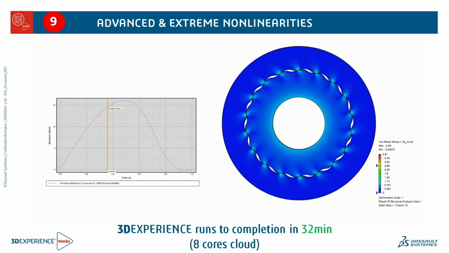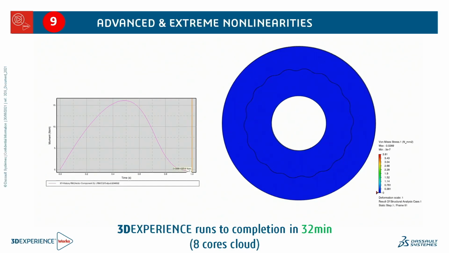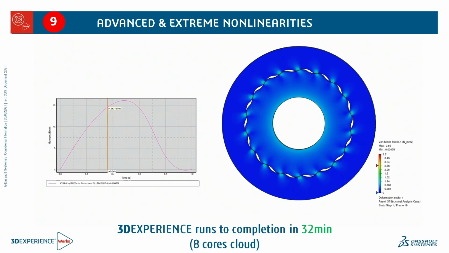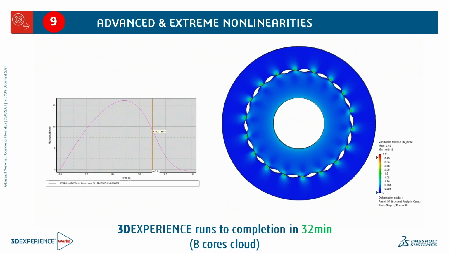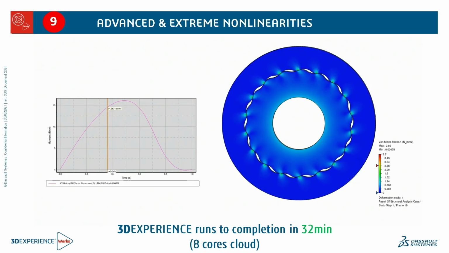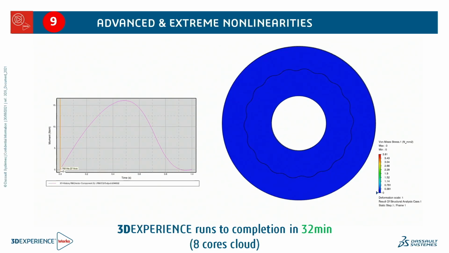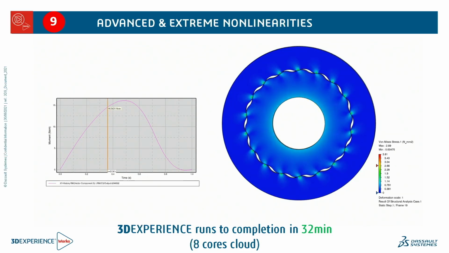So that would be my second recommendation, really. If you're having problems defining the contact setup, general contact is a good solution for that. If you're having problems running the setup, then there may well be tools in 3D Experience where you can actually get that converged and get through and get the information that you need.